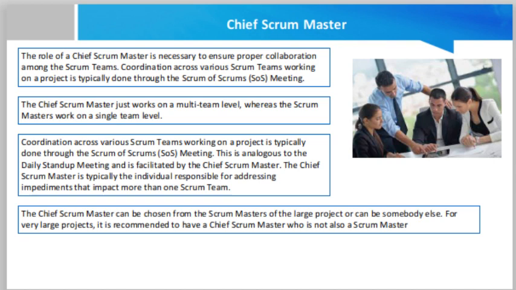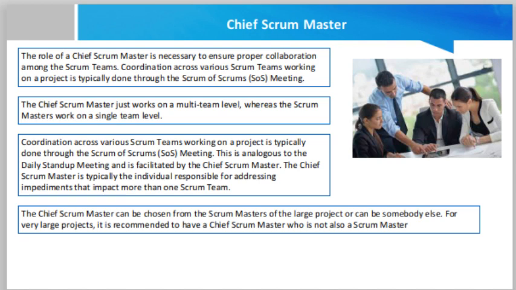Friend, a Scrum of Scrums meeting means that if there are, for example, four teams working, every team has their own Scrum Master. From every team, the Scrum Master will participate in another meeting that is called Scrum of Scrums, which is led by the Chief Scrum Master.